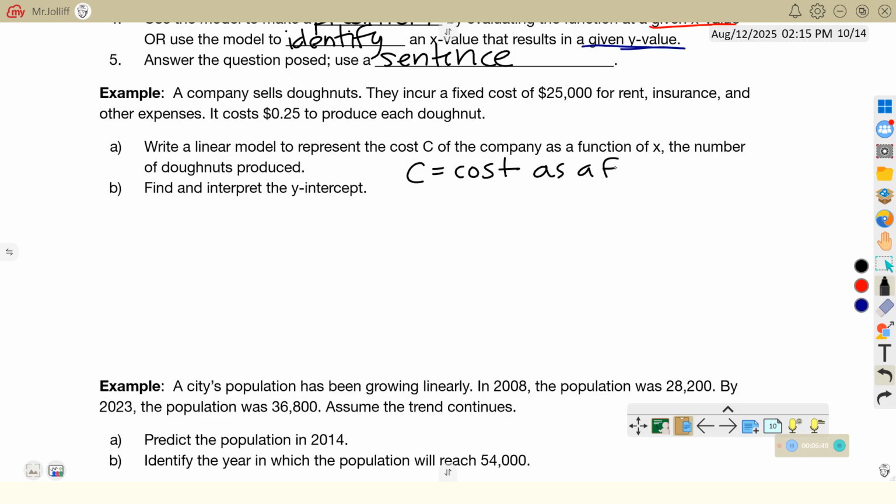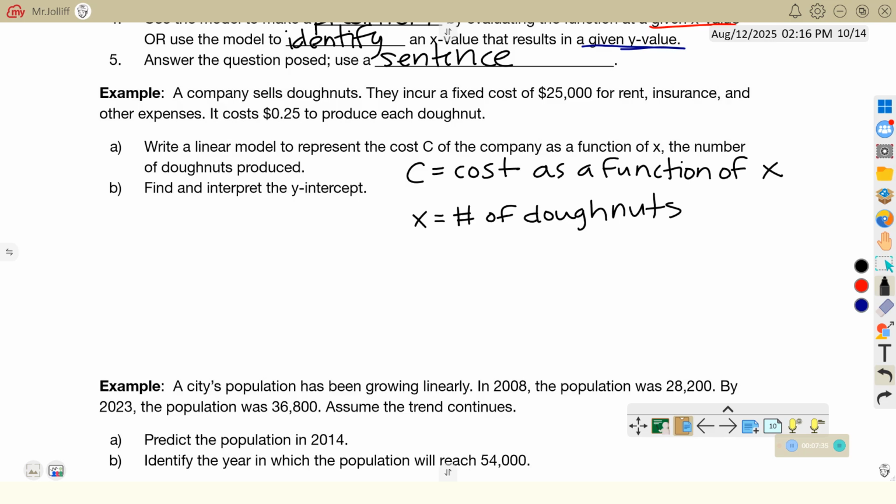As a function of, and it says X. What does X stand for? Alan, what does X stand for? Number of donuts, yeah. C is a cost as a function of X. X is the number of donuts. So I want to know what the cost is if I make 5 donuts, if I make 10 donuts, if I make 1,000 donuts. Cost in terms of number of donuts.